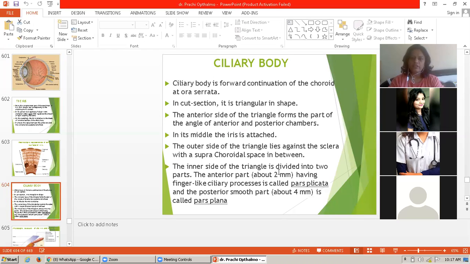The inner side of the triangle is divided into two parts. The anterior part, about 2 mm, having finger-like processes, is called the pars plicata, and the posterior part, the smooth part, about 4 mm, is called the pars plana. So the triangle of the ciliary body is divided into the pars plicata, the anterior part, about 2 mm, and the pars plana, the posterior part, about 4 mm.